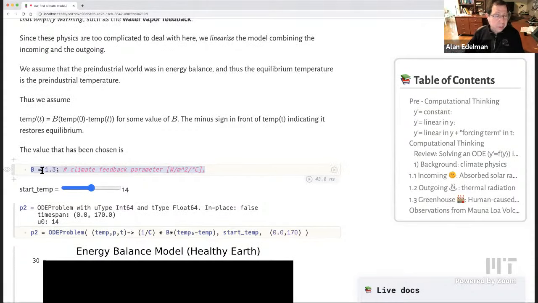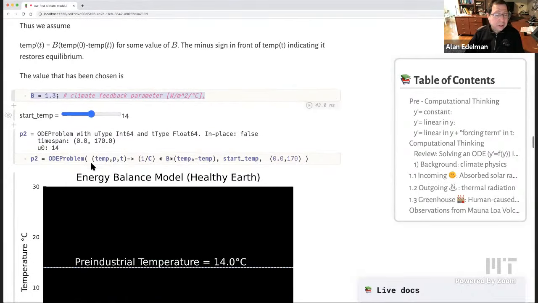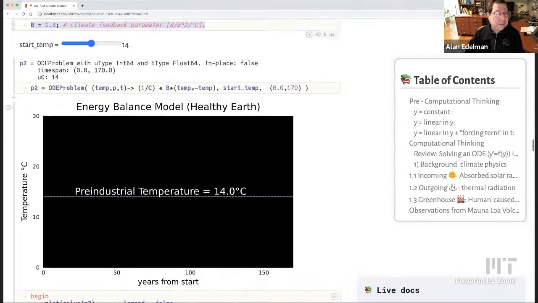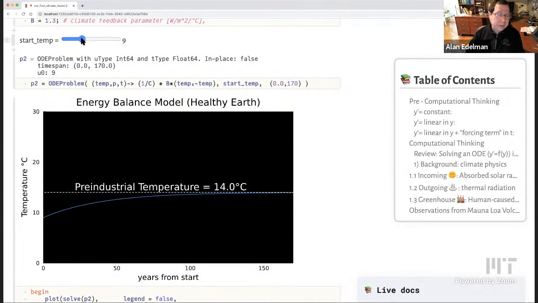Later, we'll see a little bit how you can actually get this by fitting a model. But meanwhile, let's go ahead and play with this. So now we're at the point of having the sun coming in and the outgoing radiation, but no humans to pollute. And you can see that even if you fiddle with the start temperature, it's always going to reach the equilibrium of 14, which was the pre-industrial temperature.